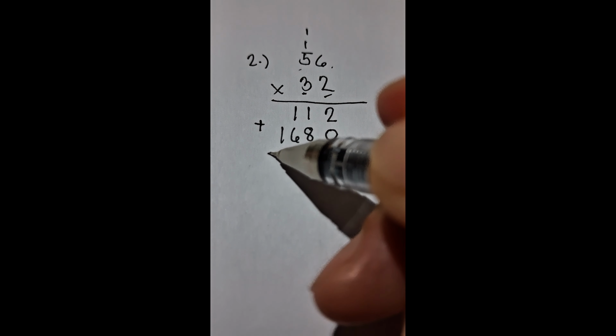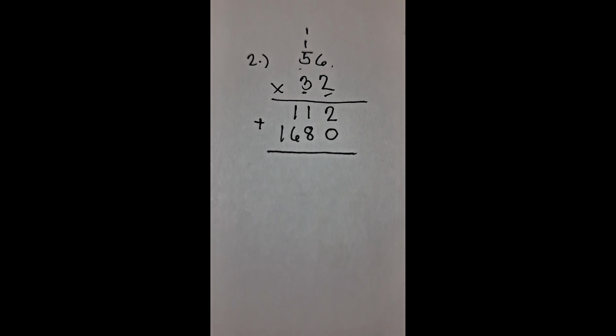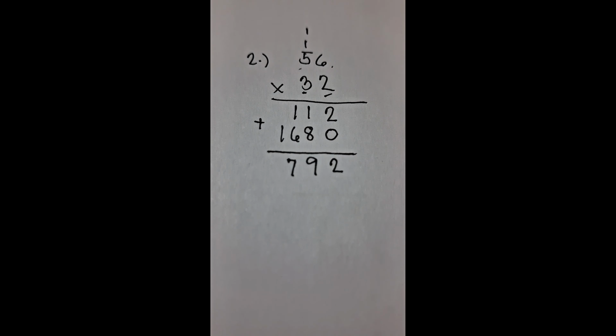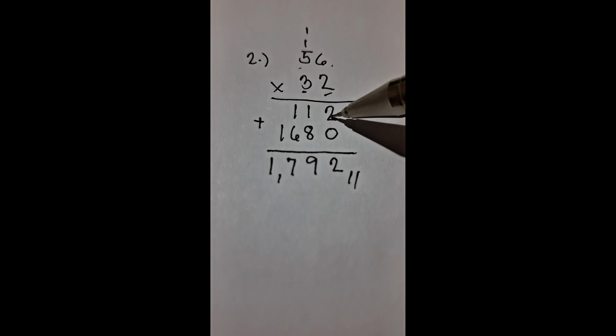And then add the two partial products and make sure to align the digits. So bring down 2. 1 plus 8 is 9. 1 plus 6 is 7. And bring down 1. So the product is 1,792. Remember to align the digits according to their proper place values.